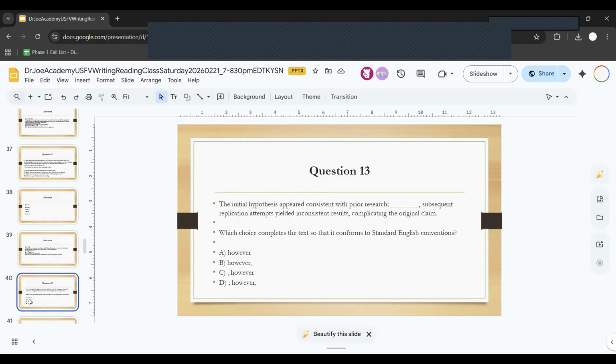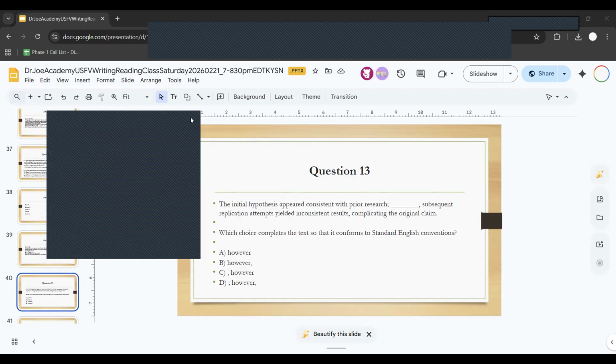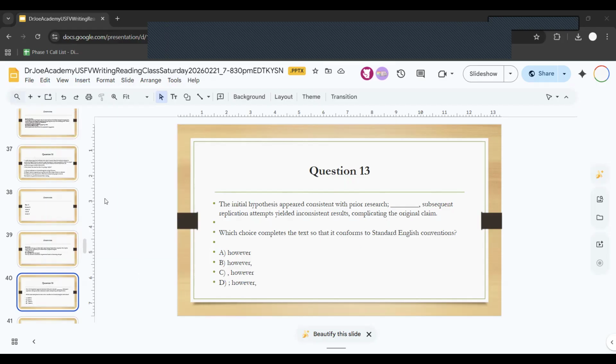Let's take a look at question 13. Anna, can you please go ahead and read this question? The initial hypothesis appeared consistent with prior research. Blank's subsequent replication attempts yielded inconsistent results, complicating the original claim. Which choice completes the text so it conforms to standard English conventions?